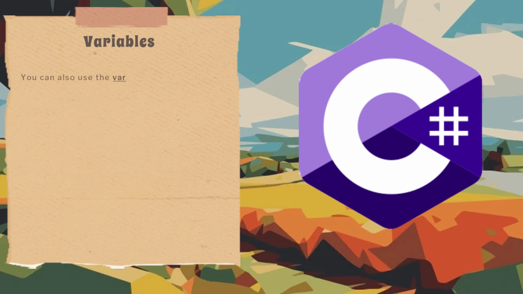You can also use the var keyword to declare a variable without explicitly specifying its type. The type is inferred from the assigned value.